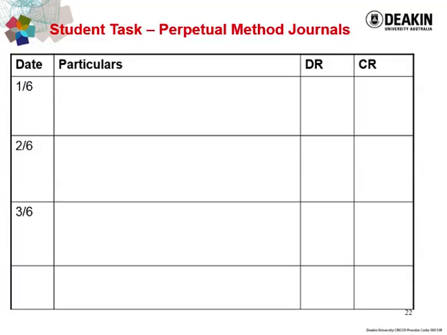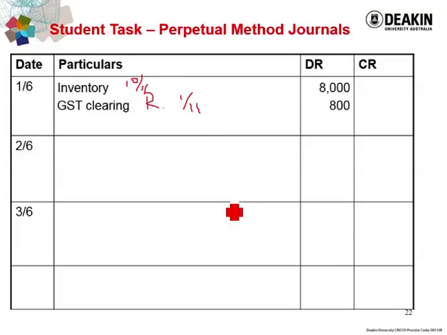On 1st of June, purchase 8.8k GST inclusive of inventory on credit. So we would debit inventory 8k net of GST. So this is 10 over 11 of 8.8k. We always record inventory net of GST. And then we debit GST clearing. When we debit GST clearing, it means that we have GST recoverable. And this is 1 over 11 of 8.8k, so 800. And we credit accounts payable always with the full amount, 11 over 11, 8.8k.